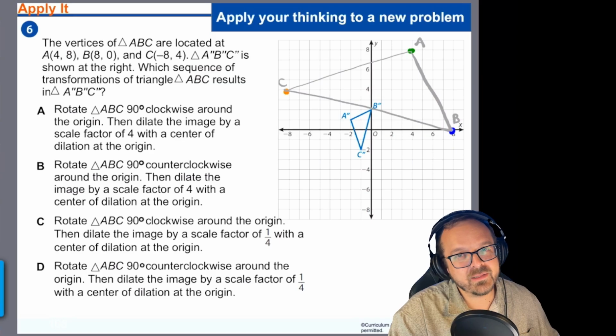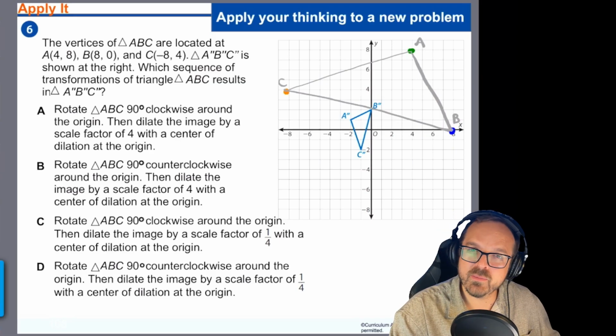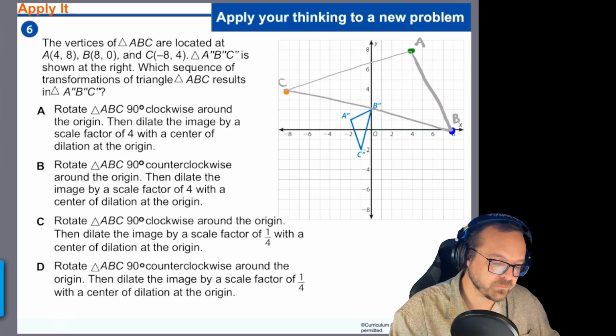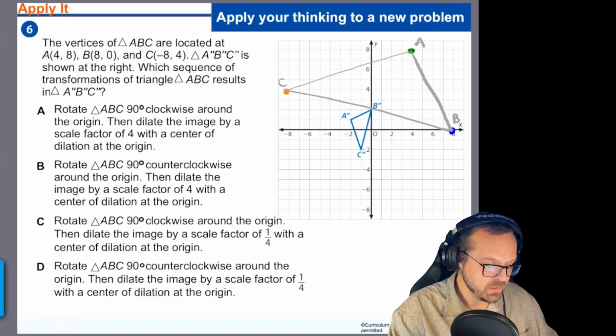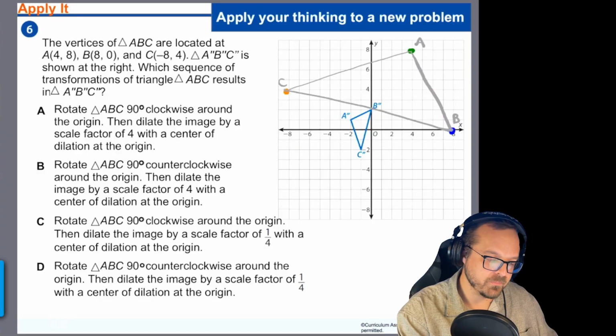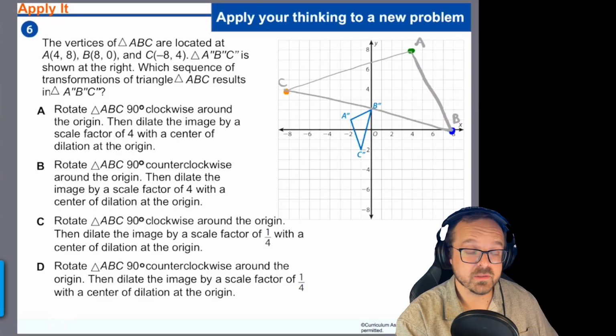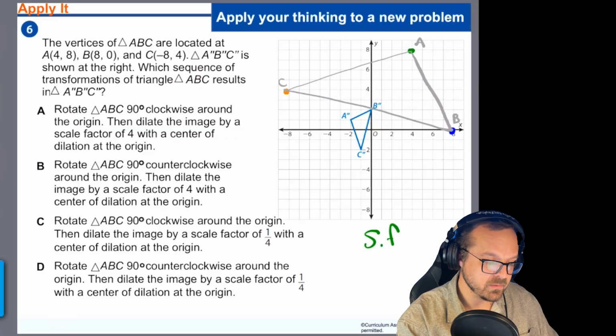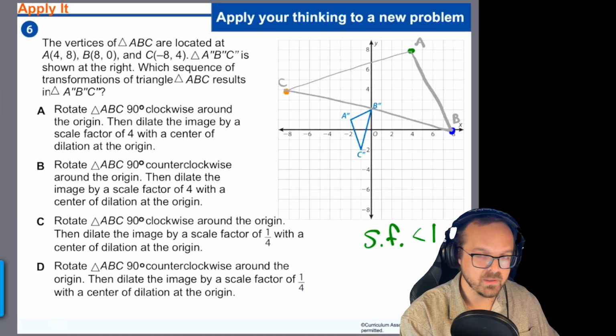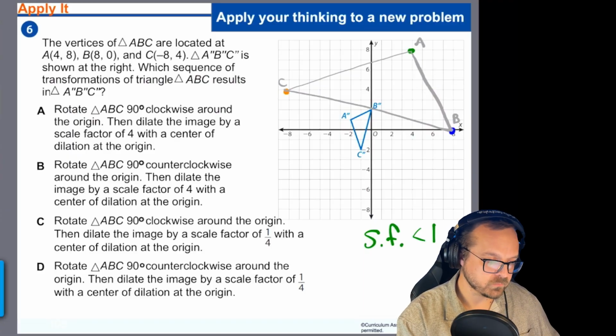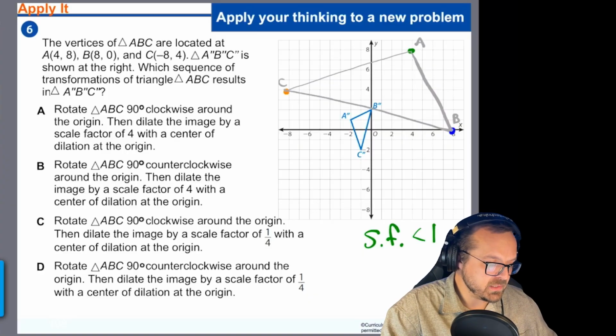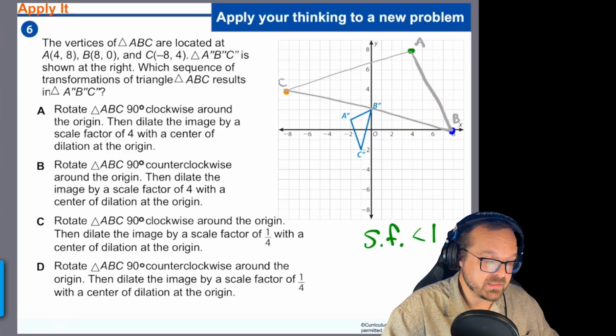Obviously, there has to be a dilation in here. If we're going from ABC to A double prime, B double prime, and C double prime, we're also getting smaller. So what does that tell us about the scale factor? Remember, when we're going smaller, our scale factor has to be a fraction or a decimal less than 1. Obviously, it has to be greater than 0, but it has to be somewhere between 0 and 1. Now, I want you to look through A, B, C, and D and maybe take a guess, or do some elimination as to what is and is not going to work here.